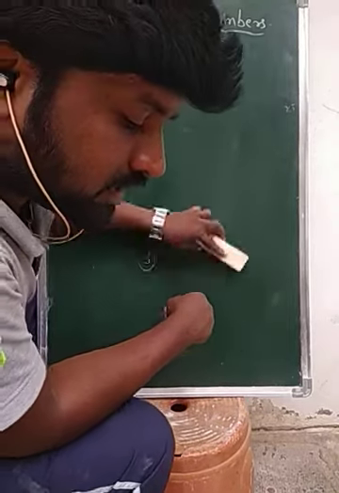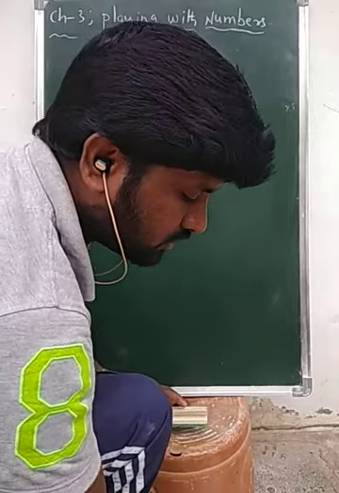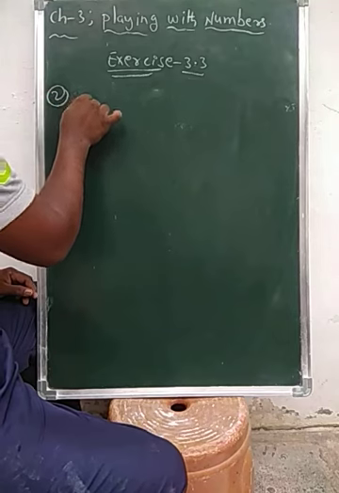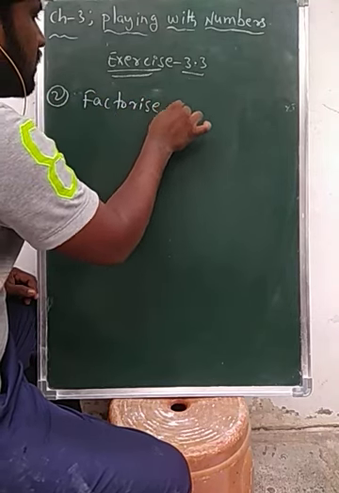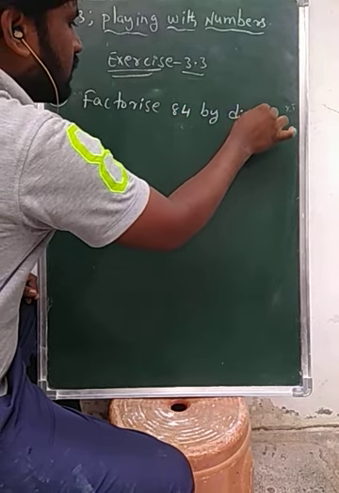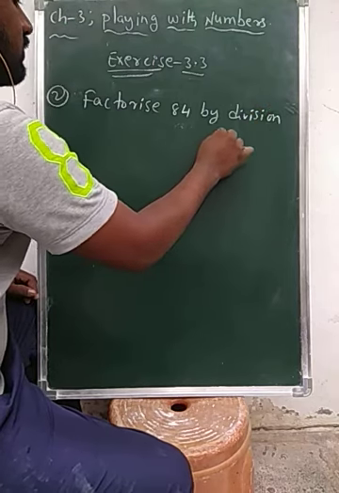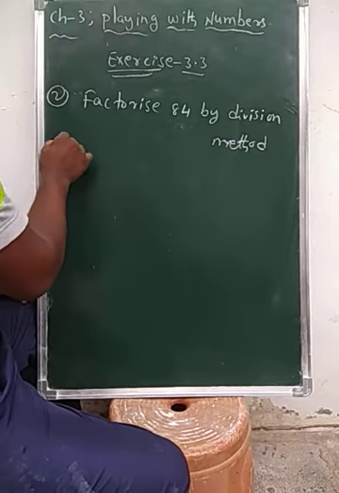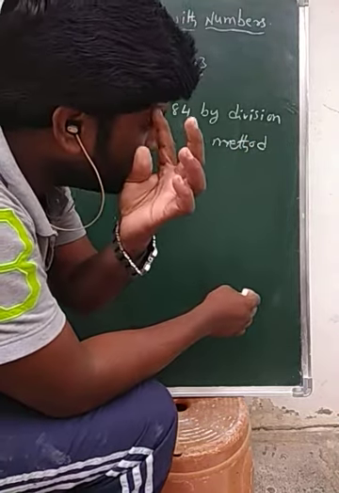So this is the first question's answer. And the second question is given: factorize 84 by division method. Okay, now see its solution. Just now the factor tree method is completed.